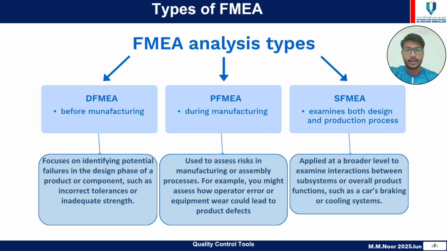Now there are a few types of FMEA. The first is design FMEA, which focuses on identifying potential failures in the design phase of a product or component. The second is PFMEA, which is process FMEA, which is used to assess risk in manufacturing or assembly processes. The third is SFMEA, which is system or functional FMEA, which is applied at a broader level to examine interactions between subsystems or overall product functions.